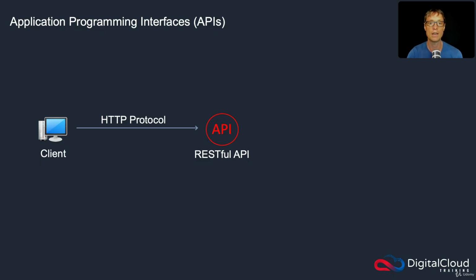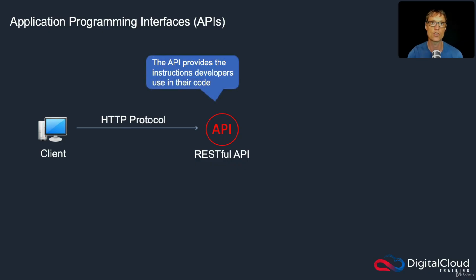Now, in an API world, we have what's called a RESTful API, and RESTful stands for Representational State Transfer. It uses the HTTP protocol. In this case, the API provides the instructions that developers can then use in their code. So, for example, an application is running on this client, and it's been built by a developer to use the API. And the instructions are then sent to the API using the HTTP protocol.